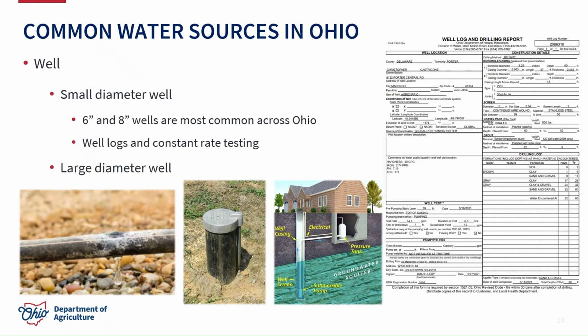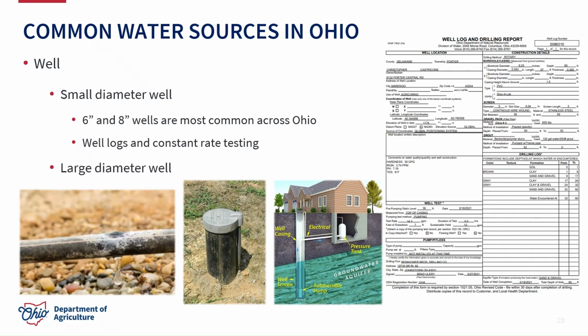Secondly, wells are also a very common source of water for irrigation systems in Ohio. We're going to classify these into two different categories. The typical small diameter well that we might see at a normal farmstead, a 6-inch or 8-inch well. We're going to see well logs that provide some information on the depth of the well, if we're sizing a pump, and what capacity the well may have been tested to when it was drilled.